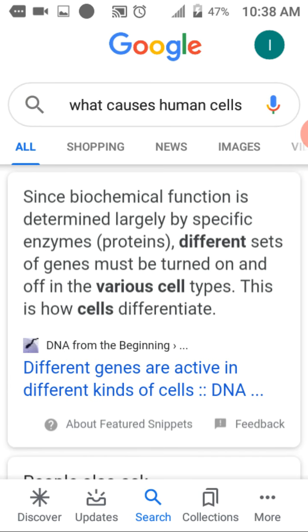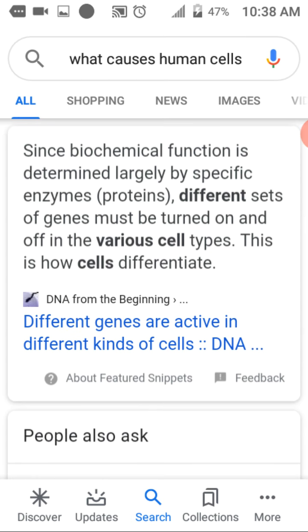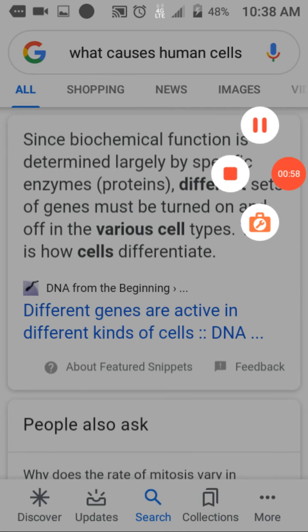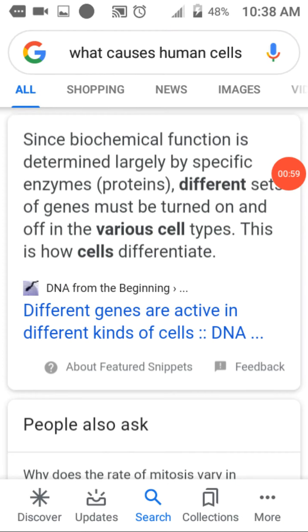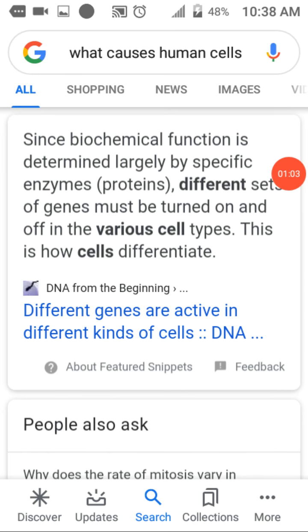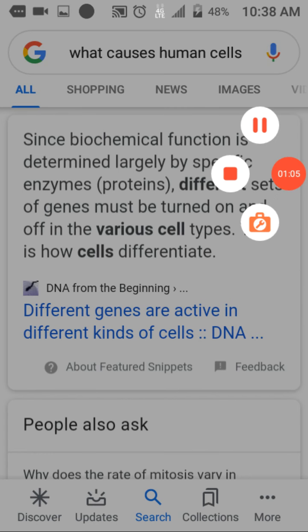Since biochemical function is determined largely by specific enzymes and proteins, different sets of genes must be turned on and off in the various cell types. This is how cells differentiate. So basically, we have the same DNA throughout our cells, but differentiating the cells to make them completely different is determined by their chemistry.